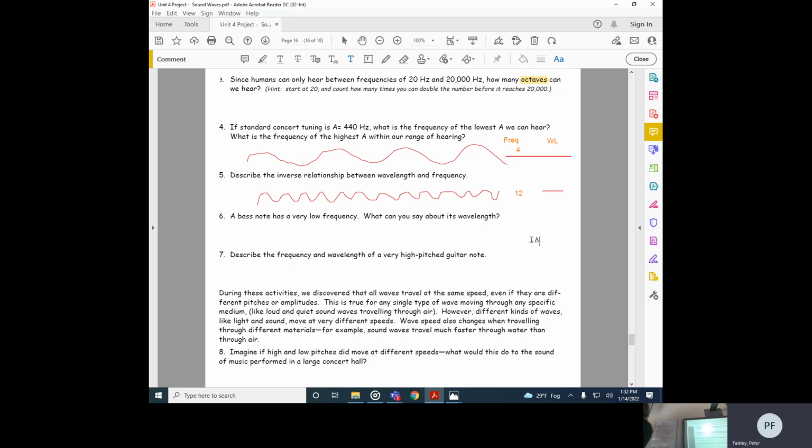So you need to describe that inverse relationship for question 5 in words. Question 5, right? If you're lost on question 4, that's a totally separate conversation.